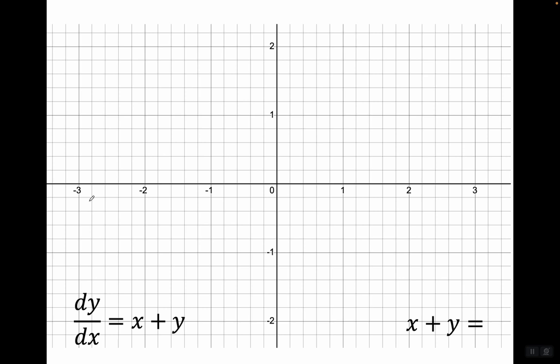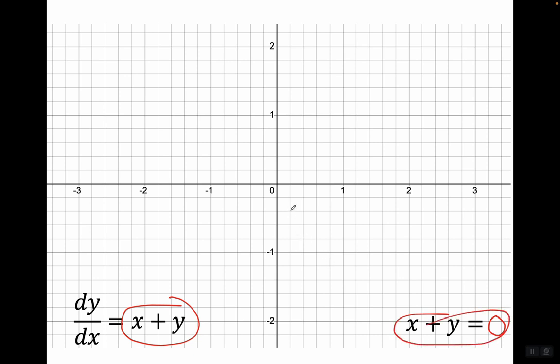Let's try it instead using isoclines. So instead of looking at all these points and saying, what's x plus y here, what's x plus y here, we're going to set this equal to a constant, and let's say that constant, for example, is 0. And then we're going to graph this curve, x plus y equals 0.